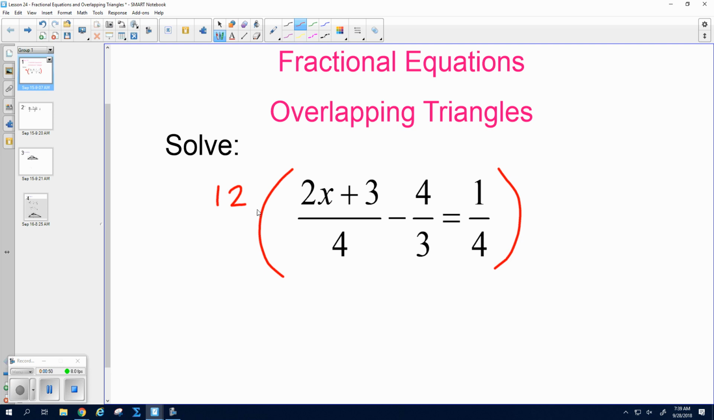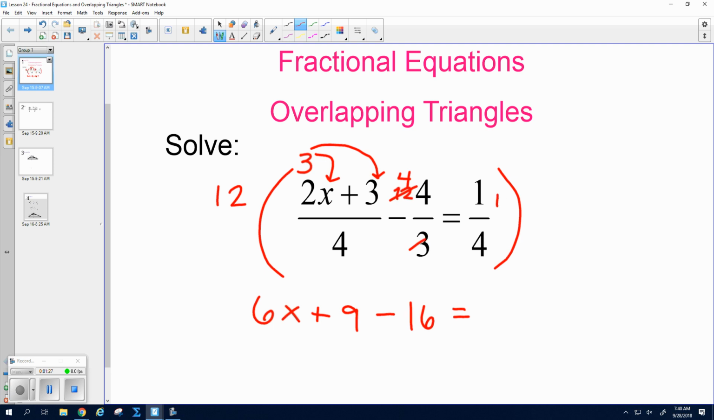So first I do 4 into 12. So how many times does 4 go into 12? 3 times, and then I'm going to distribute the 3 to each of these numbers. So 3 times 2x is 6x, and 3 times 3 is 9. Minus. Okay, then I got to divide. So again, I'm multiplying this by a 12. Divide first. What's 12 divided by 3? That would be a 4. And then I'm going to multiply 4 times 4, which gives me a 16 right there.